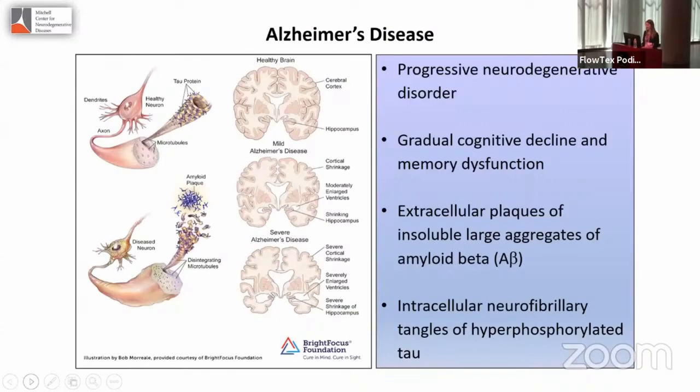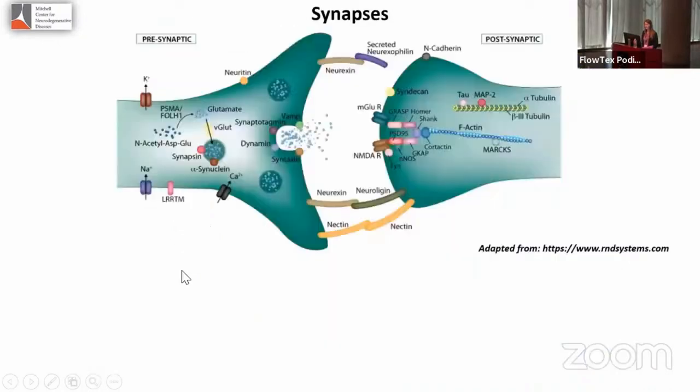Just a little bit of background, to walk you through why we developed the method that I'm going to talk about. My research is mainly focused on Alzheimer's disease, which is a progressive neurodegenerative disorder characterized by gradual cognitive decline and memory dysfunction, caused mainly by the accumulation of extracellular plaques of insoluble large aggregates of amyloid beta and intracellular neurofibrillary tangles of hyperphosphorylated tau.